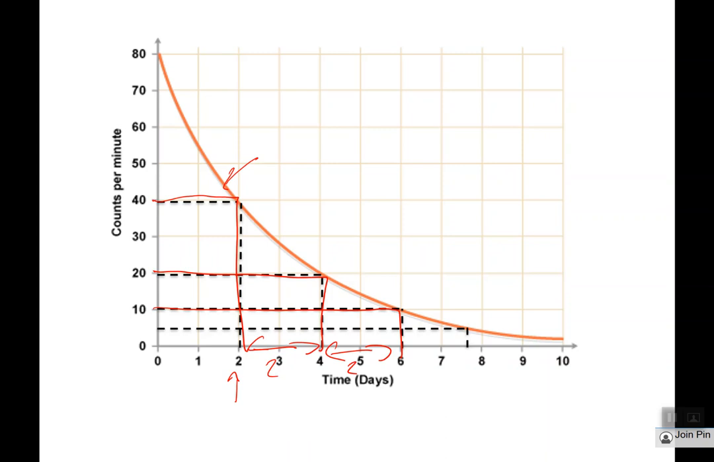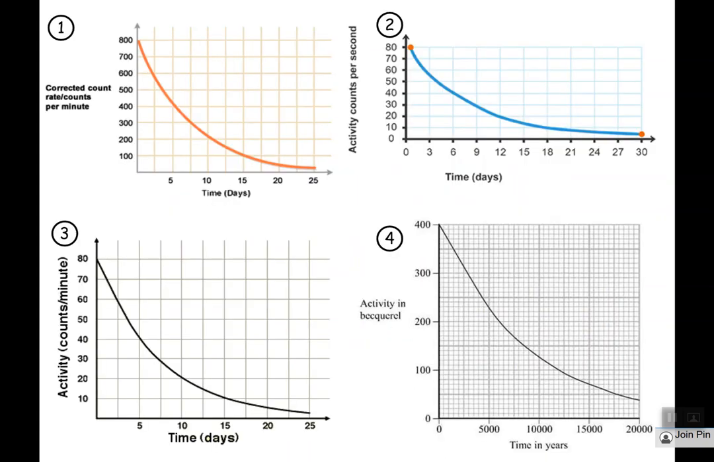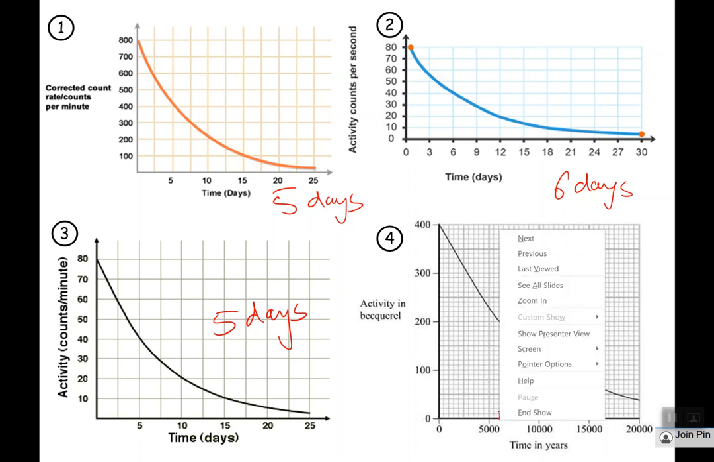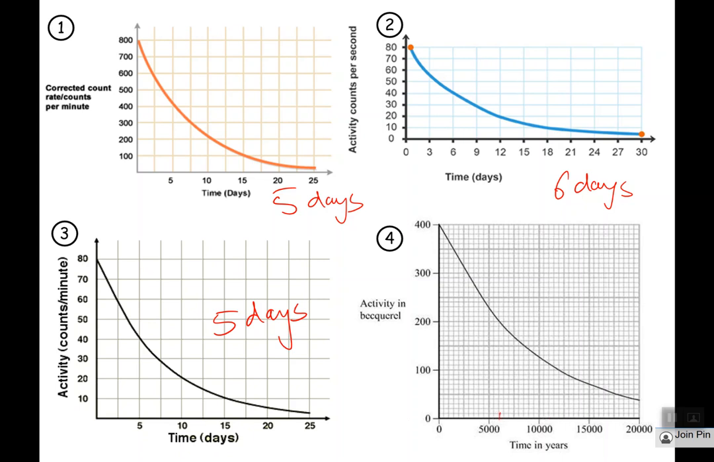So here are 3 graphs. Have a pause, see if you can work out the answer. So the first one is 5 days. Second one is 6 days. Third one, 5 days again. And the fourth one, now the fourth one here is tricky because it goes to there. That there is 6,000 years.